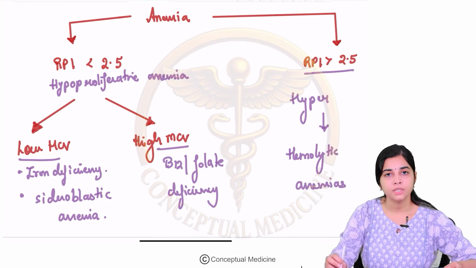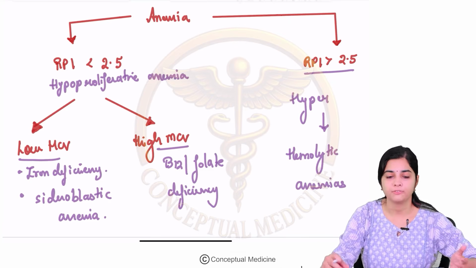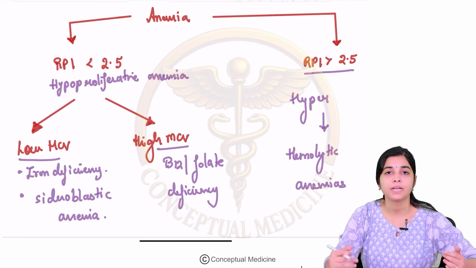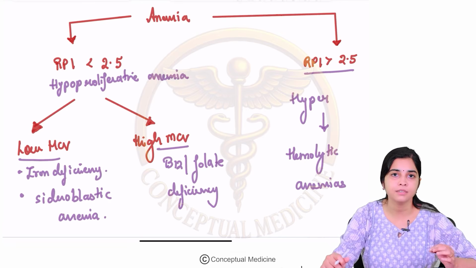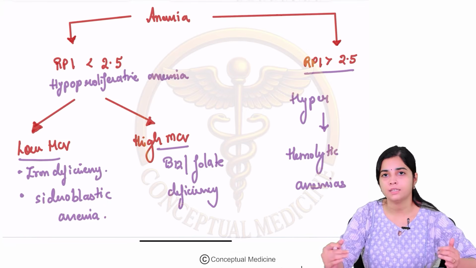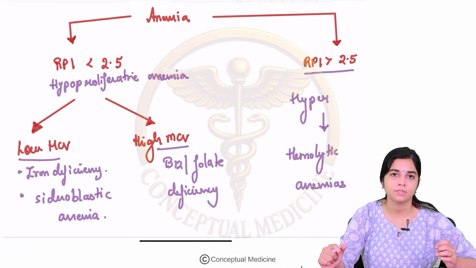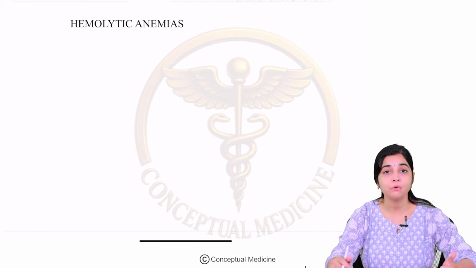Okay, right? So, hypoproliferative: iron deficiency, sideroblastic, B12 and folate deficiency, which is basically your megaloblastic anemia. And RPI more than 2.5, hyperproliferative anemia, which is your hemolytic anemias. Clear? So, this is about how you would approach RPI and how you classify anemias based on the reticulocyte production index. Alright. Now we will move on to hemolytic anemias.